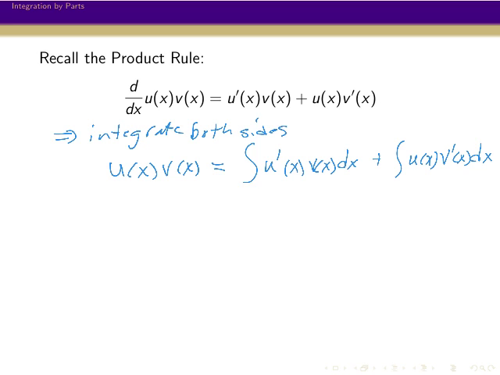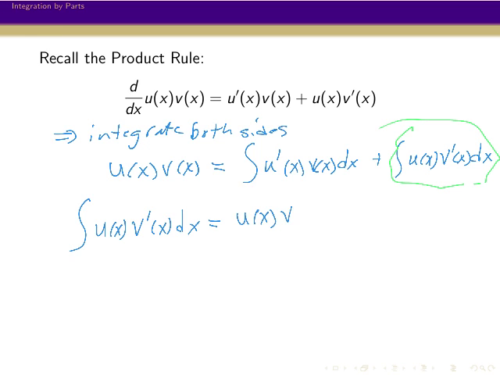And we notice that both of these integrals on the right-hand side have the form of two functions getting multiplied together. So we're going to solve for one of those. I'm going to take this one and solve it by itself: the integral of u of x v prime of x dx is going to be equal to u of x v of x, and then this other integral is moved to the other side, so we subtract it off.